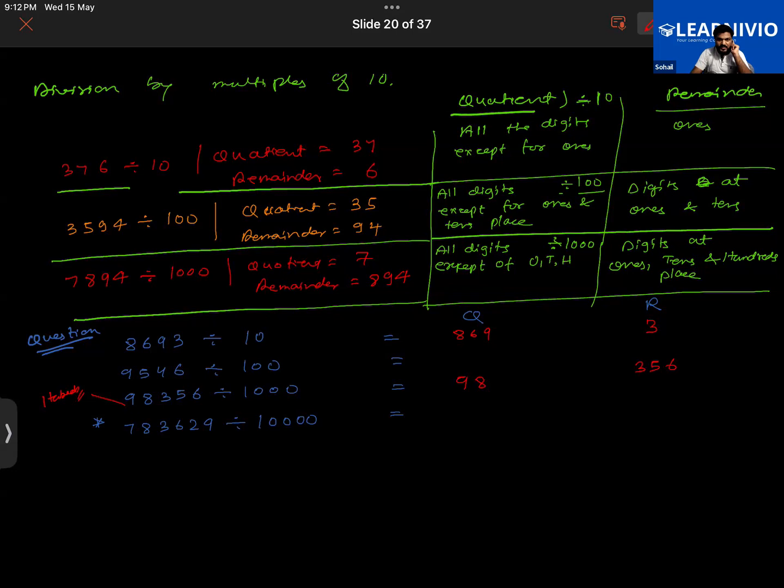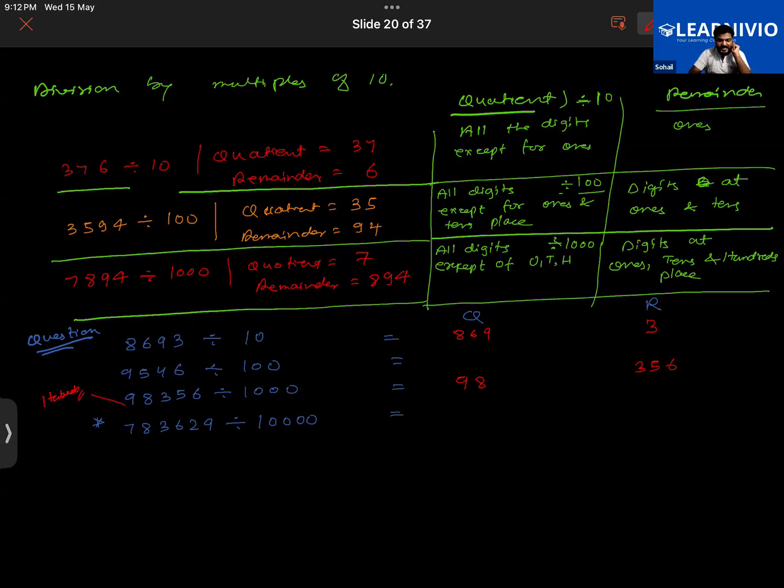Not getting it. Sure, for the second one, I don't know, but is it like the remainder is 46 and the quotient is 95? Exactly. That is correct.